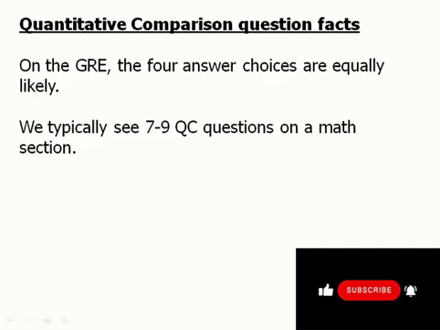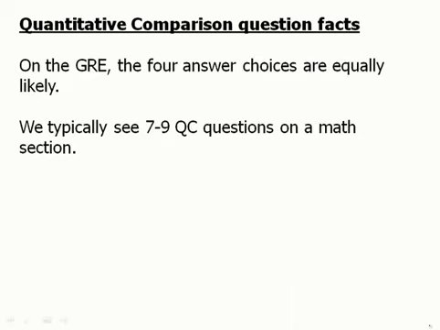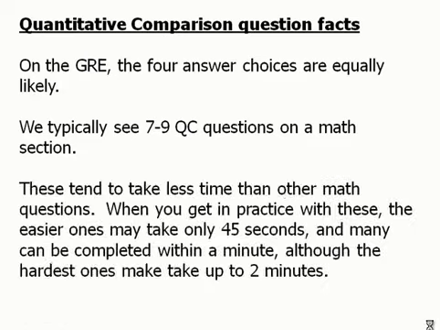Typically, you'll see somewhere in the neighborhood of about 7 or 9 quantitative questions on a math section. Typically, the quant section opens with quantitative comparison questions. So they're the first questions you see. These tend to take less time than other math questions for reasons that we'll talk about a little bit later. Basically, you only have to do a comparison. You don't have to do a full calculation in many cases.